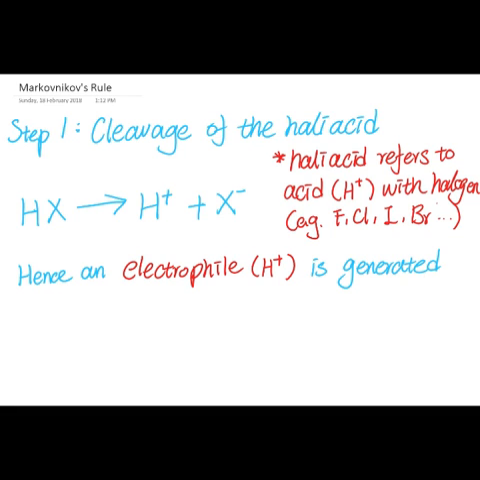Now in this case, we refer to halide acids as any acid with a hydrogen atom bonded with any halogen. So for example, fluorine, chlorine, iodine, and bromine. In the cleavage, the halide acid is broken down into a hydrogen positive ion and a halogen negative ion. Here, we refer to the hydrogen positive ion as an electrophile. So it's something that loves electrons. Alright, so electrophile.